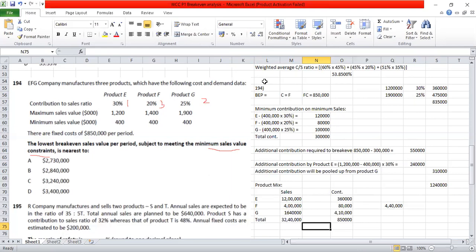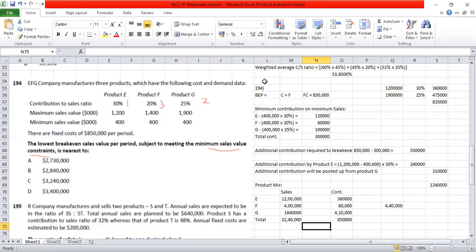Ma'am, actually, I didn't understand those two statements, ma'am. Additional contribution by product T. Actually, why are we minusing that 1,200,000 and minus 400,000, ma'am, and the second statement also, ma'am. So why are we doing this, to find out what, ma'am?